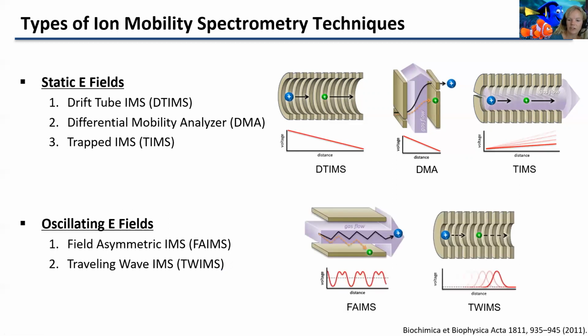In field asymmetric ion mobility, we see that our electric field goes up and down based on how the molecules are traveling through the system. And in traveling wave ion mobility, we can see that this wave is basically pushed throughout the system in kind of a surfing type of way. So that wave is moving, but that means your electric field is going to be different as your molecule goes through.